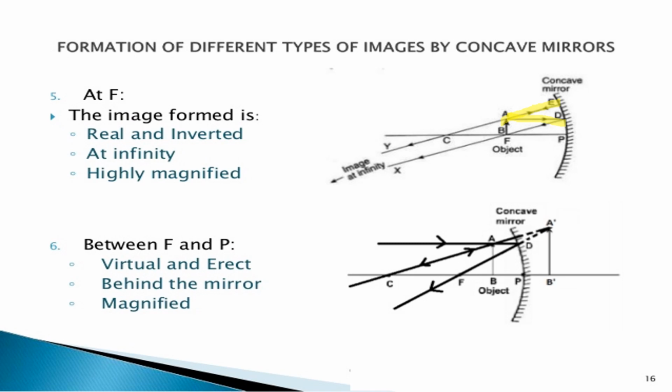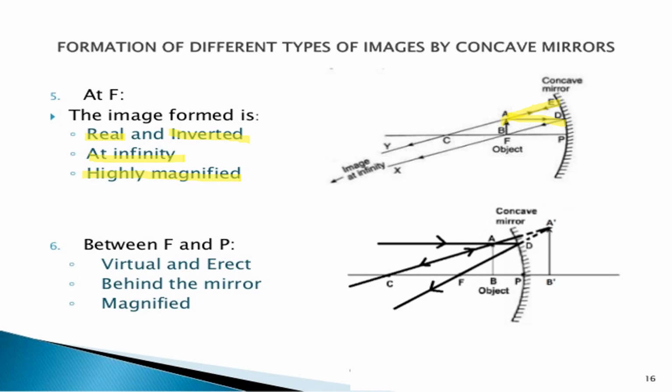So assuming that they meet at infinity, we'll consider that a real image is formed, and anyway it is below the principal axis. Before also we got it below the principal axis, meaning an inverted image. Then at infinity, as I said, we are assuming that both these parallel rays will meet at infinity. Then a highly magnified image we will get, because it is not nearer to the mirror. So that is why we can say it is a highly magnified image.